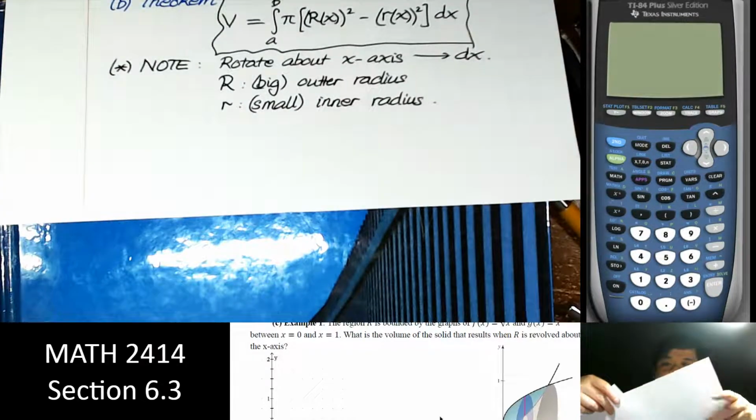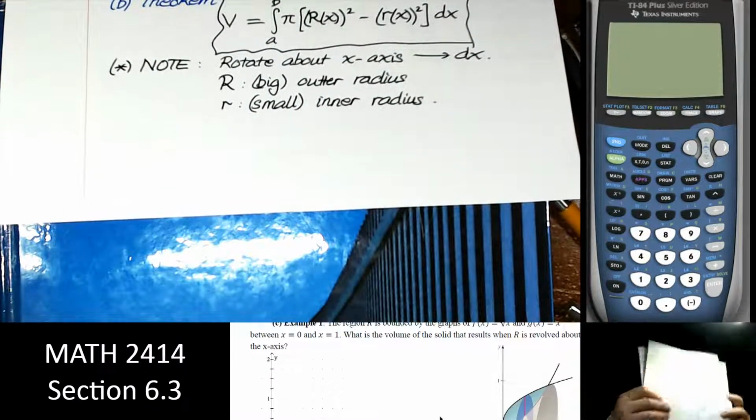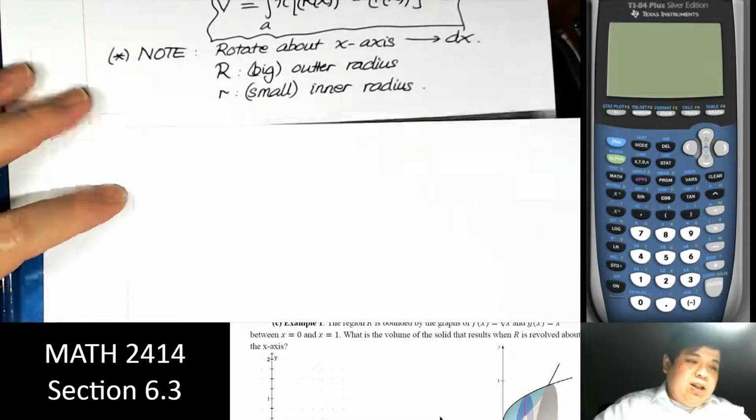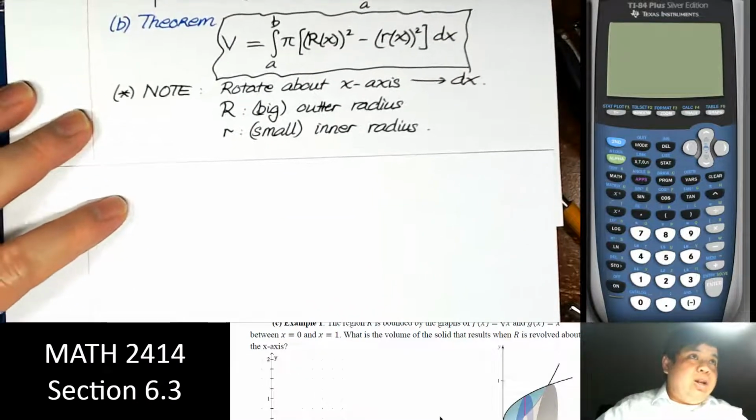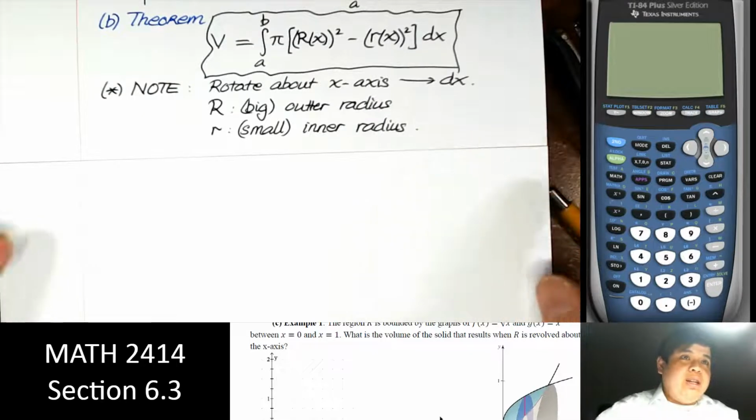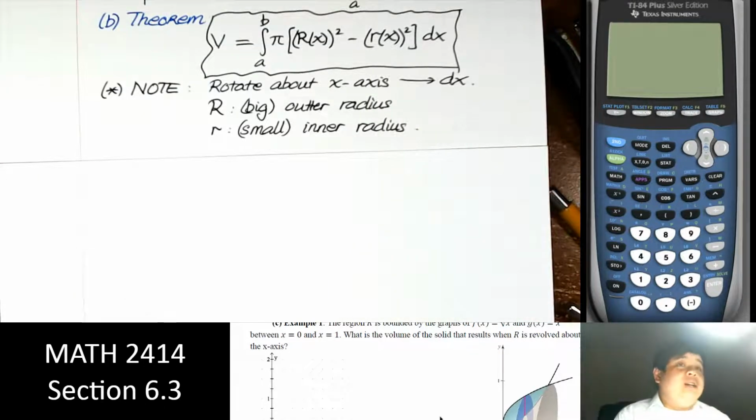So as far as the formula goes, it's pretty simple. For this one, we just have the two radii, the big one, the outer radius, and the inner radius. And the radius is from the axis of rotation to the edge.